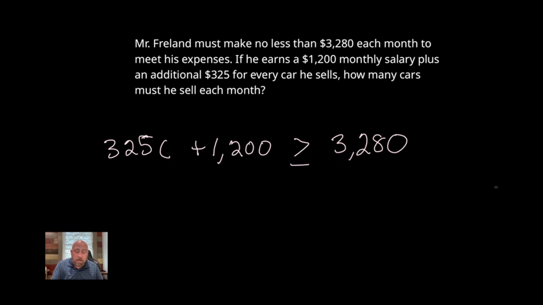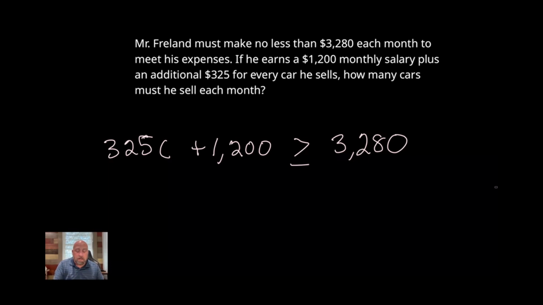So I always start with, okay, what's my sign? And then I start with the easy side of that. The easy side is how much he needs to make, at least this much. And then I can start building out the other side. How did I do that? Well, the first part was he always earns 1,200, no matter how many cars he sells. And then the second part was he got $325 per car.